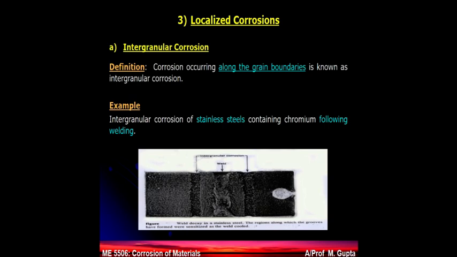The first type is intergranular corrosion. How do we read this word? Granular means grain. Inter means along. So the corrosion that takes place along the grain boundary is called intergranular corrosion. This is how you will define it if someone asks you in an interview or exam or somewhere, what is intergranular corrosion? The corrosion that takes place along the grain boundary.